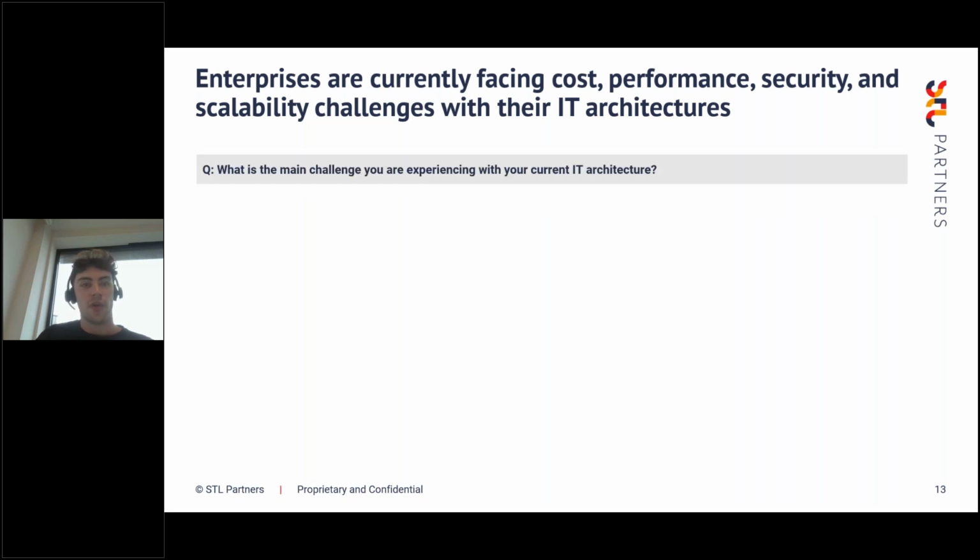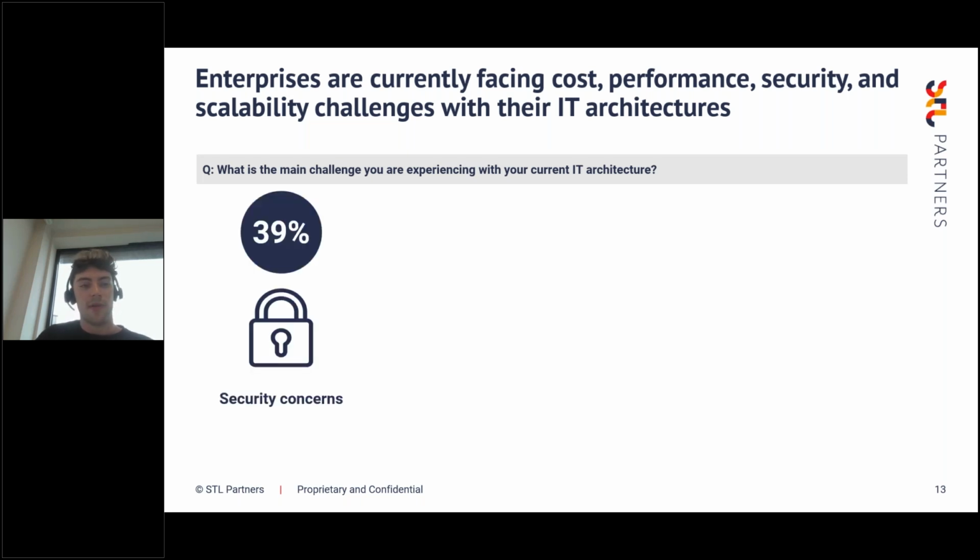We also asked survey participants what the main challenges are with their current IT architecture. Each respondent was only allowed to pick one challenge, which gives us a view of collectively what enterprises see as most problematic. The most common challenge highlighted was security concerns. That's regarding IT environments becoming more complex with more sensitive and confidential data, to the point where they're potentially vulnerable to breach and security threats.